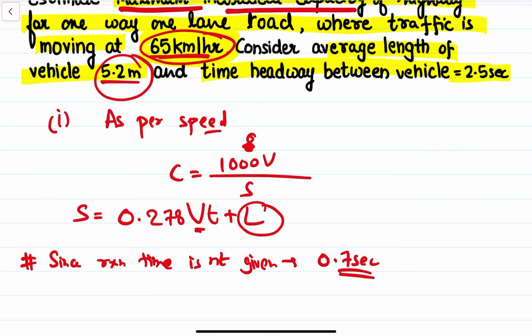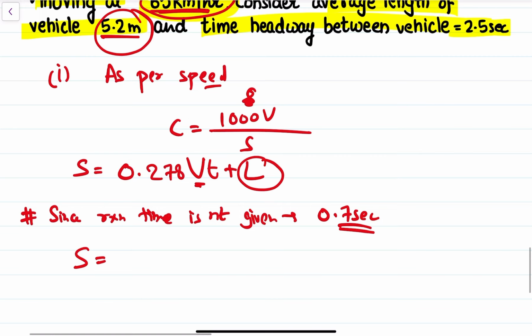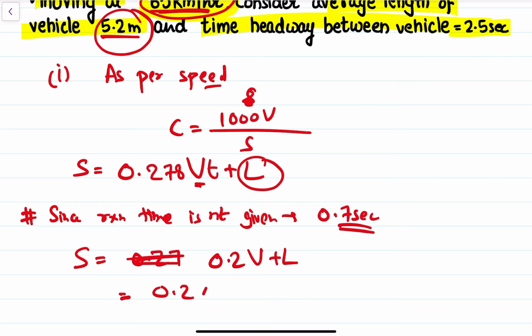So reaction time will be 0.7 seconds. So S is equal to 0.2 into V plus L. So it will be 0.2 into 65 plus L is 5.2, right? So it will be 18.2 meters.